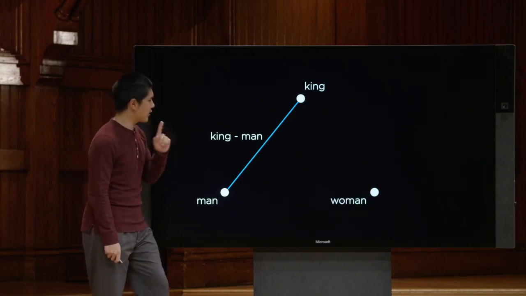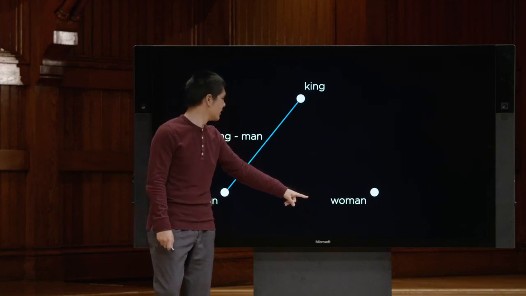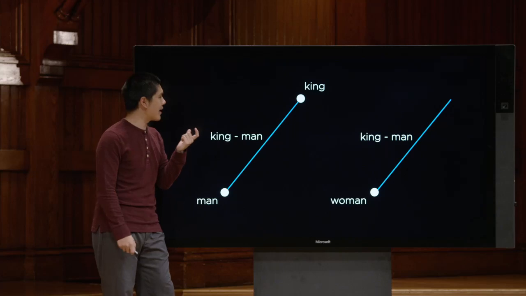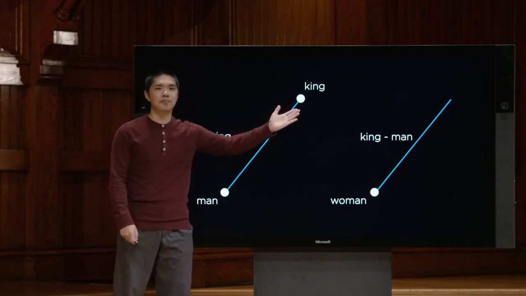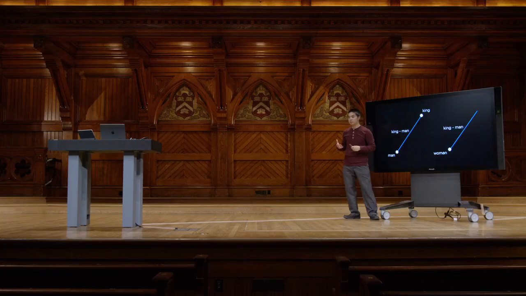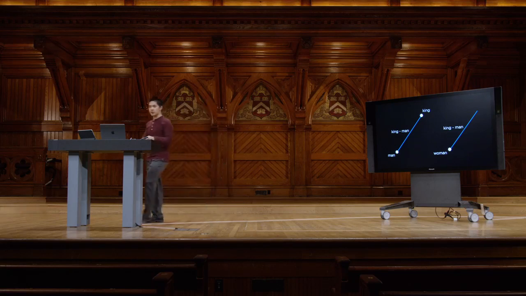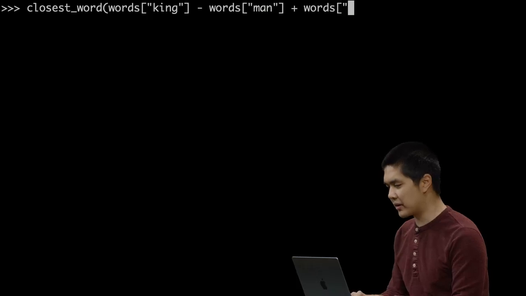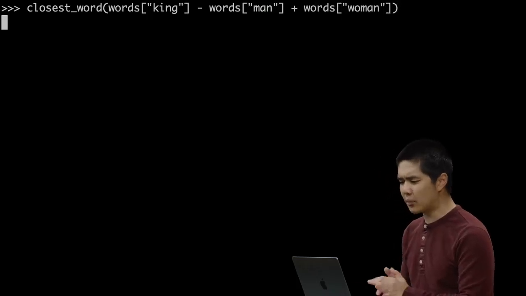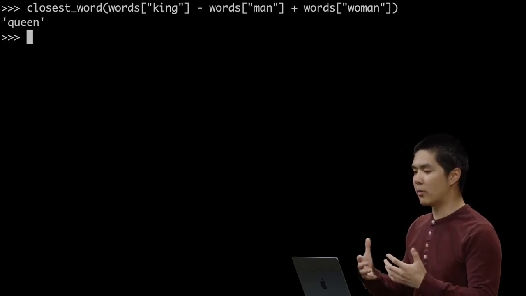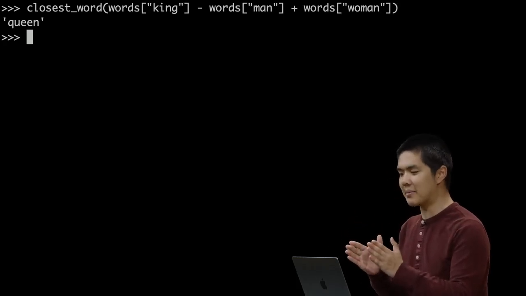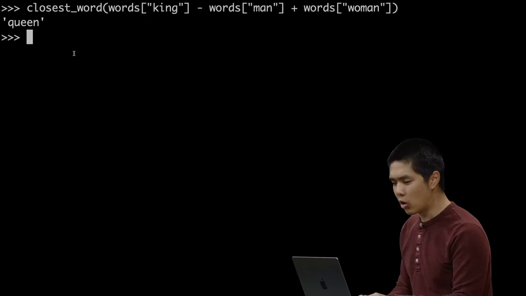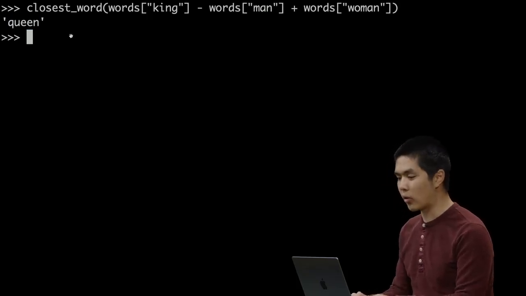So what would happen if I took the vector representation of the word woman and added that same value, king minus man, to it? What would we get as the closest word to that, for example? Well, we could try it. Let's go ahead and go back to our Python interpreter and give this a try. I could say, what is the closest word to the vector representation of the word king minus the representation of the word man plus the representation of the word woman? And we see that the closest word is the word queen. We've somehow been able to capture the relationship between king and man. And then when we apply it to the word woman, we get, as the result, the word queen.